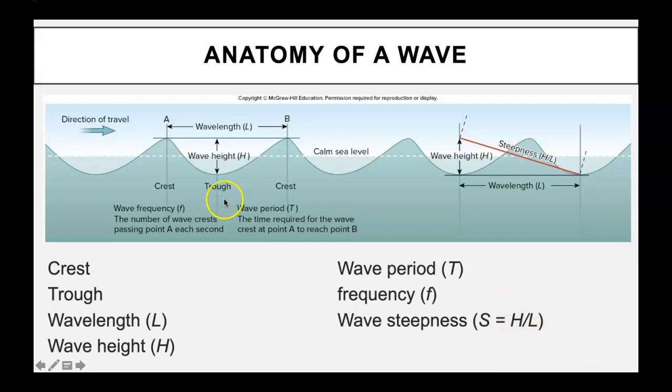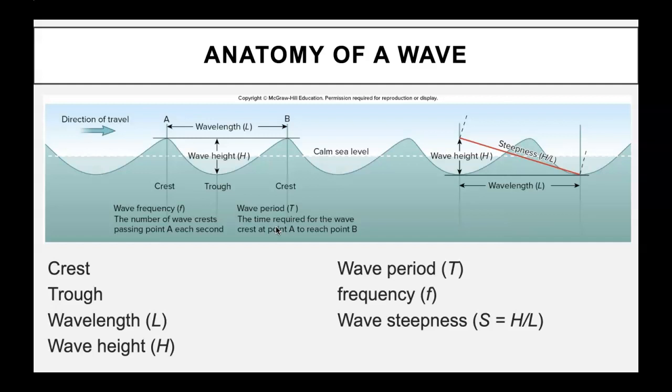The wavelength is the distance from crest to crest. The wave height is the height from the top of the crest to the bottom of the trough. And here's the trough. The crest is the top of the wave. The wave period is the time required for the wave crest at point A to reach point B. So it would be like crest, crest, crest, crest. If that makes any sense, that period of time between each clap would be the wave period. The wave frequency is the number of wave crests passing each point each second.